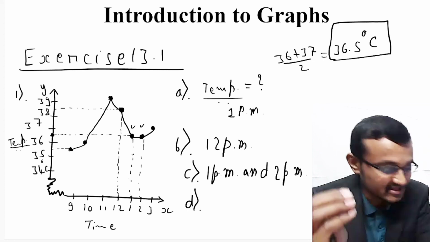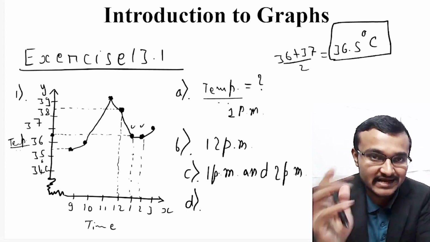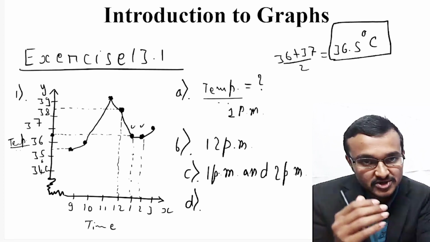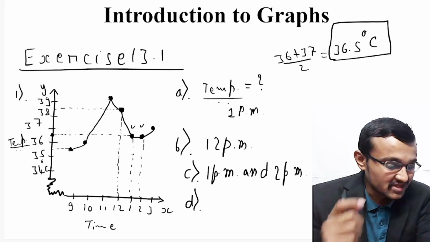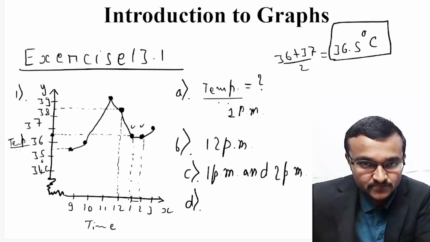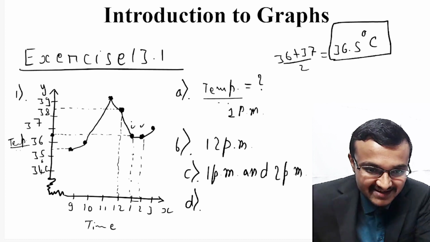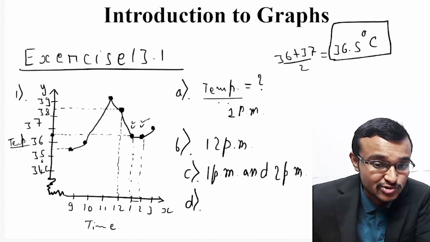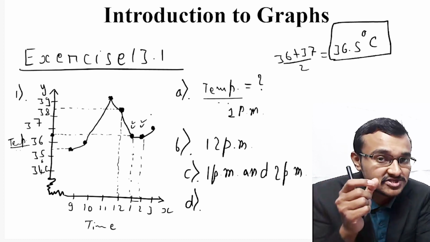So coming to the D question in this first question, they have asked: what was the temperature at 1:30 p.m.? How did you arrive at your answer? That means you should explain how you are answering this question. 1:30 p.m. is in between 1 and 2. Here you can clearly see at 1 p.m. the body temperature was the same, and at 2 p.m. also the body temperature was the same.